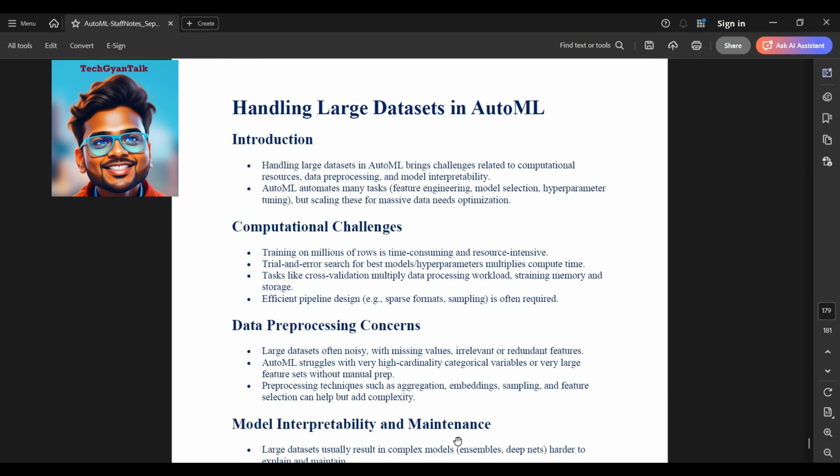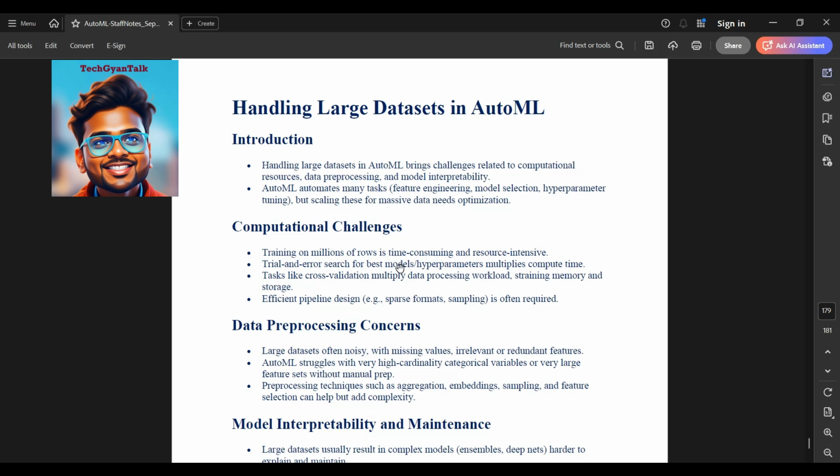And we are moving to handling large datasets in AutoML. So what are those? Handling large datasets in AutoML brings challenges related to computational resources, data preprocessing, and model interpretability. AutoML automates many tasks like feature engineering, model selection, and hyperparameter tuning, but scaling these for massive data needs optimizations.